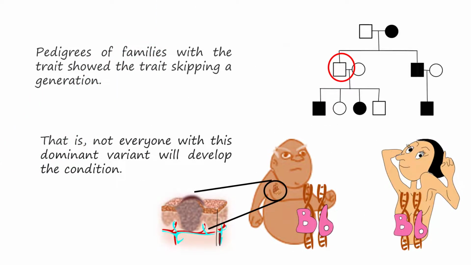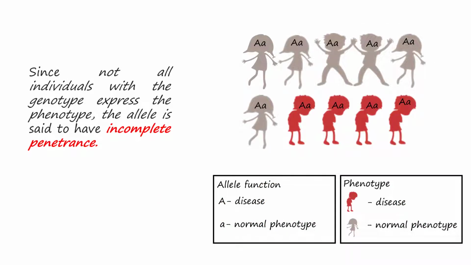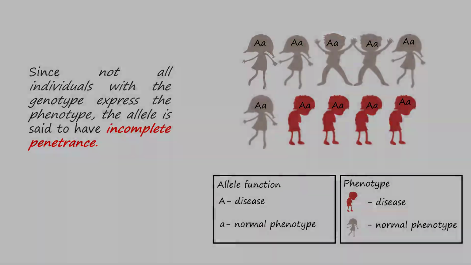Pedigrees of families with the trait showed the trait skipping a generation. That is, not everyone with this dominant variant will develop the condition. Since not all individuals with the genotype express the phenotype, these genotypes are said to have incomplete penetrance.